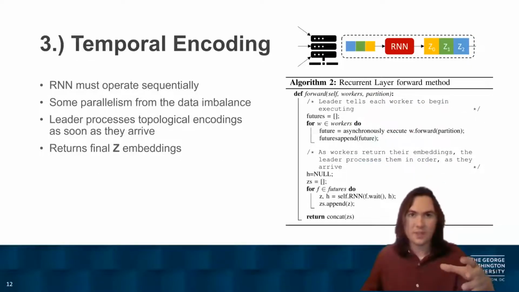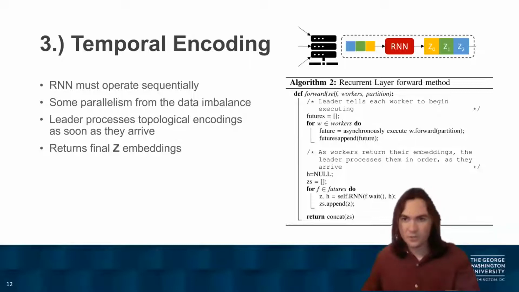Finally, once all the graphs have been condensed into the smaller embedding form, those embeddings are passed back to the leader. Now, the leader computer can start operating on those embeddings as soon as they come in, because they have to be processed sequentially. So we imbalance the data a little bit so that workers holding later portions of the graph have more data and workers holding earlier portions of the graph have less. This way, the recurrent neural network can also operate in parallel with some of the worker machines if the data is balanced right. When the leader finishes encoding all of the topological embeddings and how they change over time, it's going to output its final topological and temporal encoding, those Z matrices you see up there.